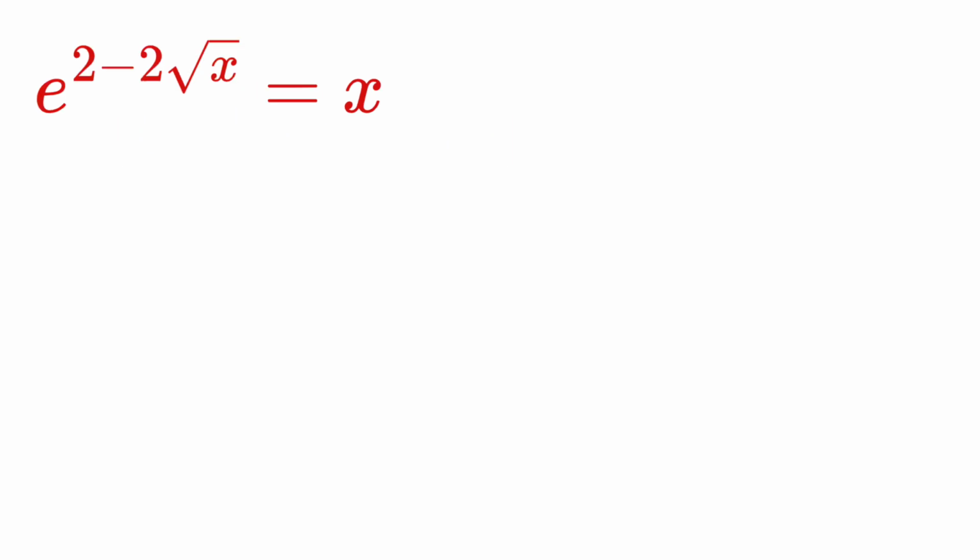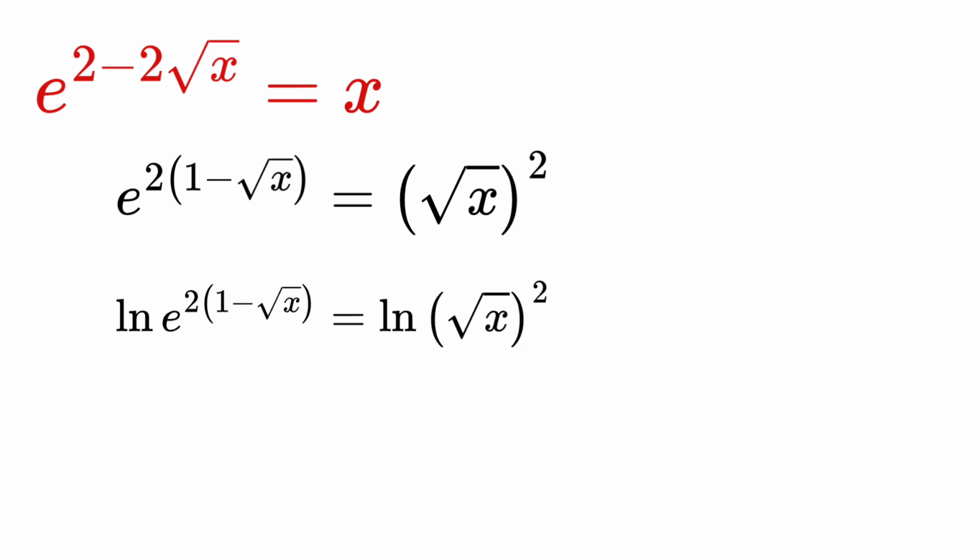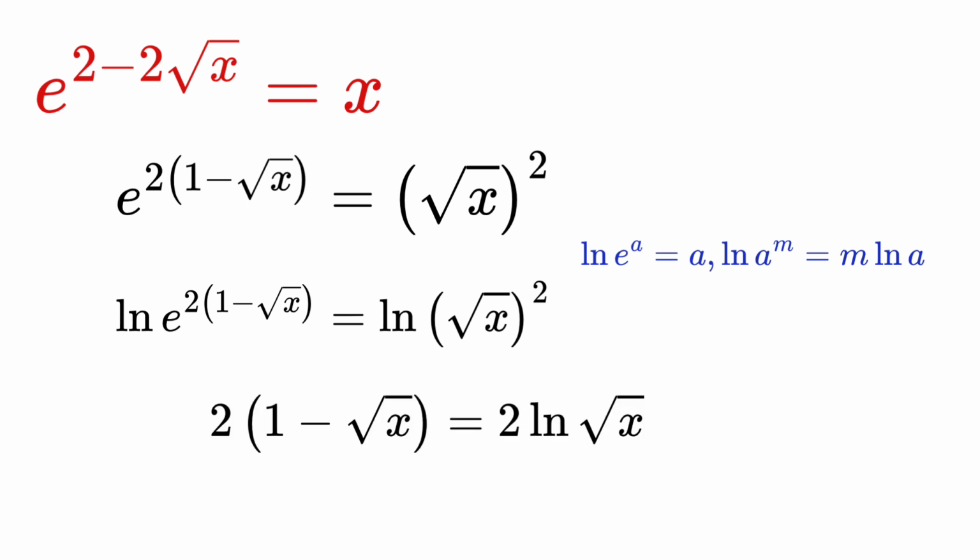Take 2 as common in the power, and also x can be written as (√x) whole squared. Take natural log both sides. Then we get ln of e^(2(1 − √x)) is equal to ln of (√x)². We know that ln of e^r is equal to r, and ln of r^m is equal to m ln r. Then we get 2(1 − √x) is equal to 2 ln of √x. 2 and 2 will be cancelled, then we get 1 − √x is equal to ln of √x.